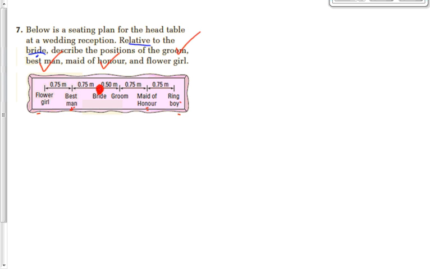Okay, where's the flower girl? Yep. Good. Yep, 1.5 meters to the left of the bride. We're good there, guys? Yes? Good, good.